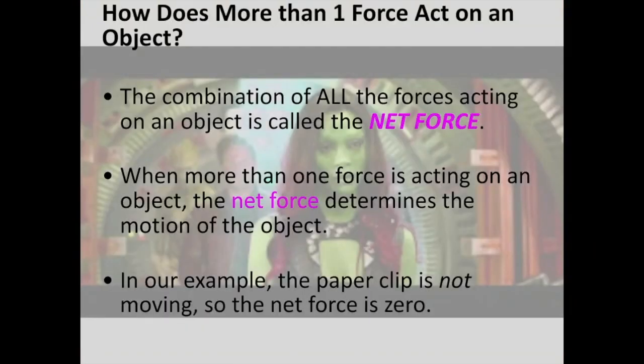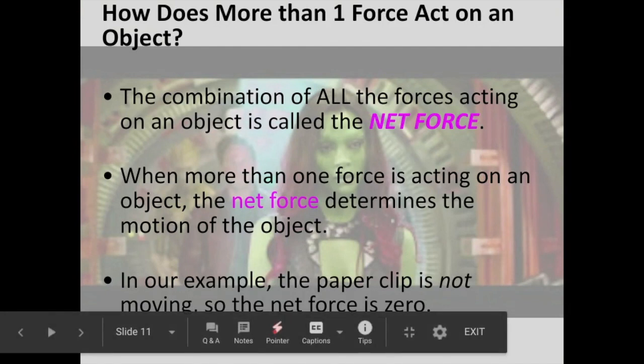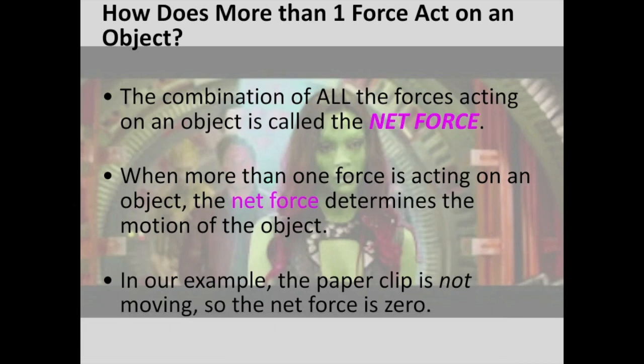Okay, so I know that this still seems a little confusing, but let's look at it a little differently. So how does more than one force act on an object? Well, if you recall, we defined a force as any push or pull. That means that there are forces that are always pushing and pulling on an object. So in order for us to know how this is going to cause the object to behave or to move, we have to examine all of these forces. And the combination of all those forces acting on the object is called the net force.